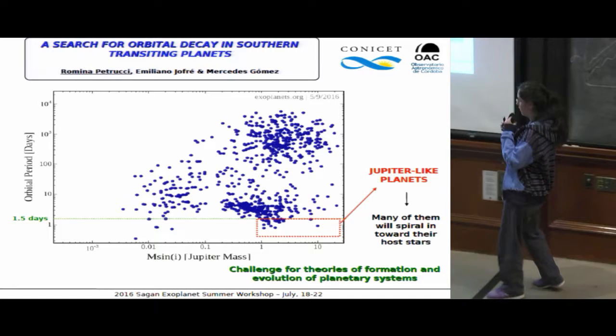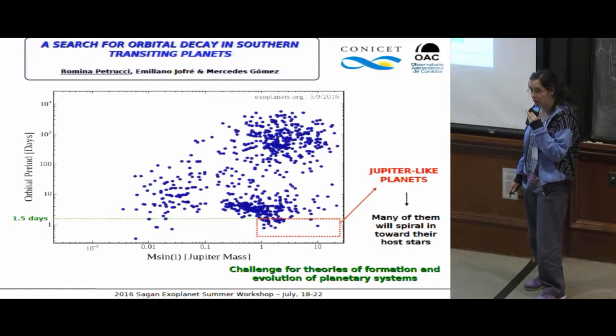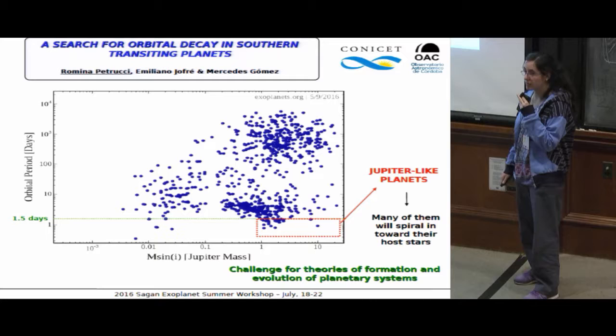So, hi everyone. My name is Romina Petrucci. I am a postdoctoral fellow at the Astronomical Observatory of Cordoba in Argentina. Today I'm going to briefly describe the main purpose of my postdoctoral research project.